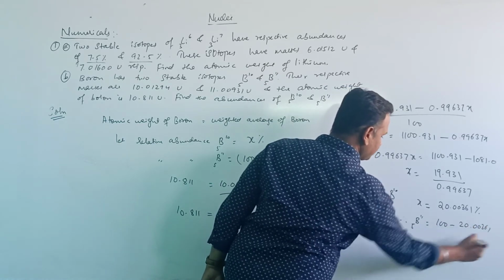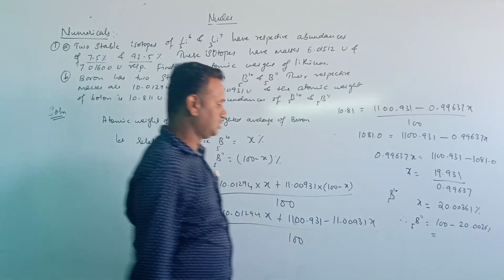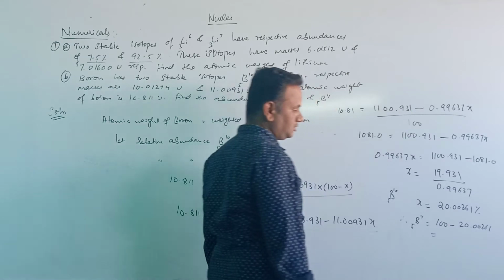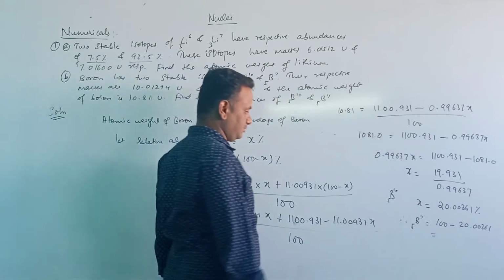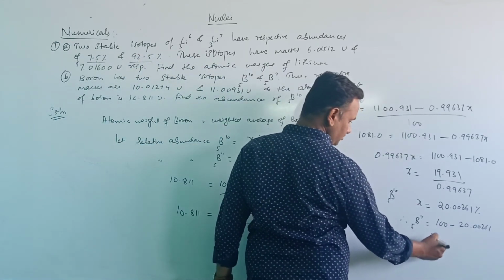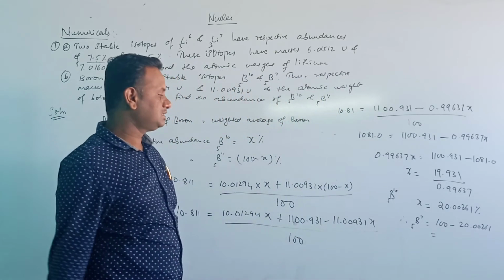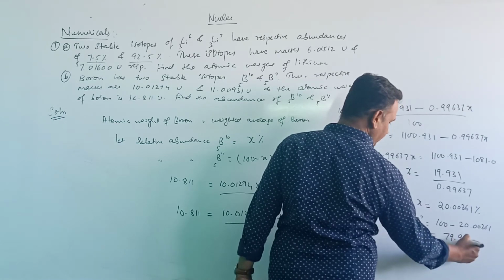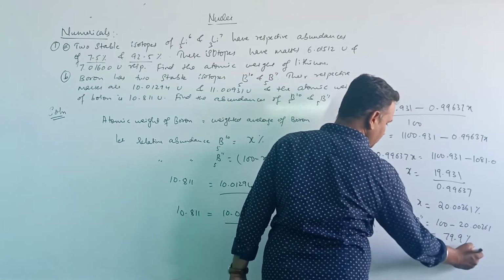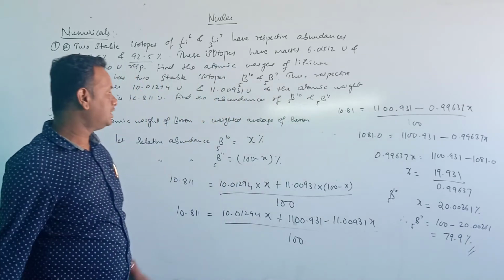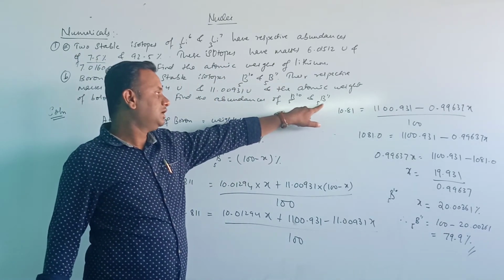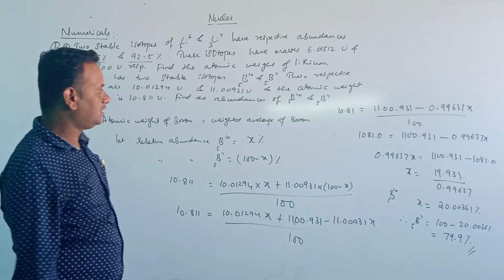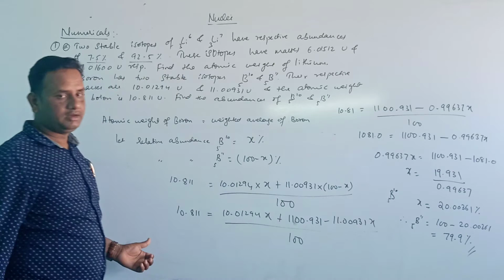How much will we get? 100 minus 20.00361 is 79.9%. So this will be the relative abundance of boron 11.5. Once again, check the calculation. We proceed to the next question now.